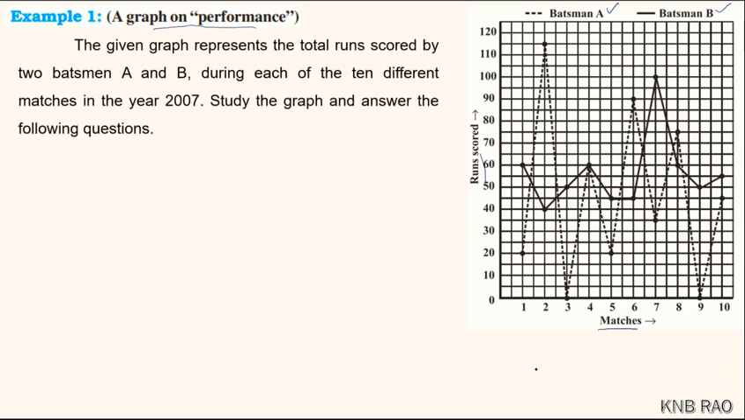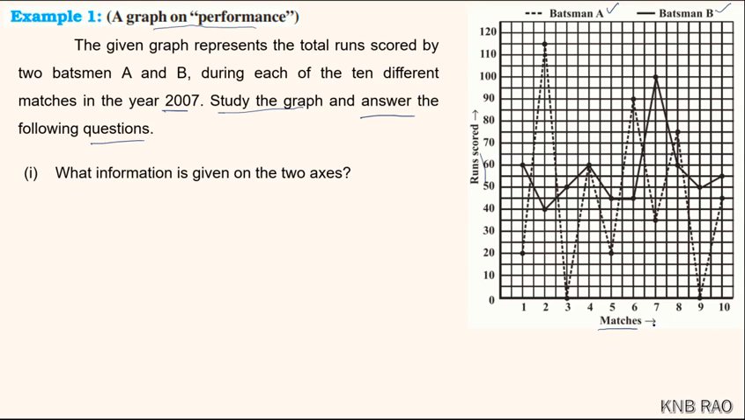The given graph represents the total runs scored by two batsmen A and B during each of the 10 different matches in the year 2007. Study the graph and answer the following questions. Okay, children, study the graph and answer the following questions. Question 1: What information is given on the two axes?